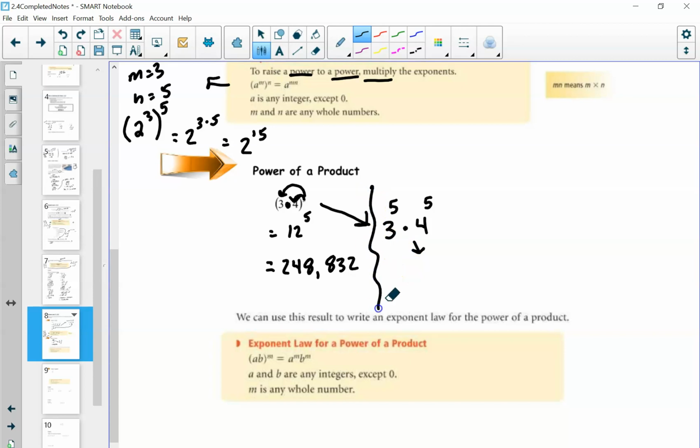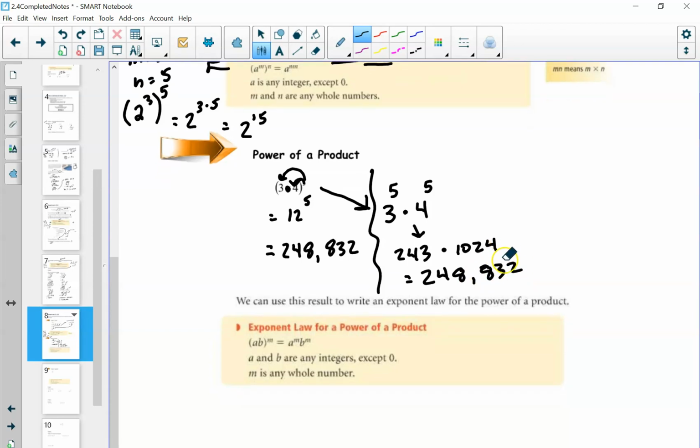I'll just separate these out. I get 243, times 4 to the power of 5, which is 1024. And then when you multiply the two together, you get the exact same number, 248,832. So it's just two different ways of looking at the same thing.